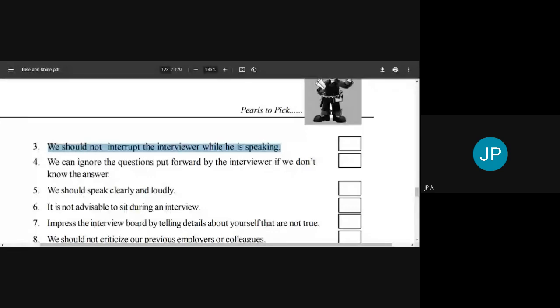It is not only true of interviews, but everywhere. Even when we have a personal conversation with someone, it is good manners not to interfere when somebody is speaking. You can wait for that person to complete that sentence, and then you can put in your views. You will always get an opportunity to speak. So we should never interrupt somebody when they are speaking.